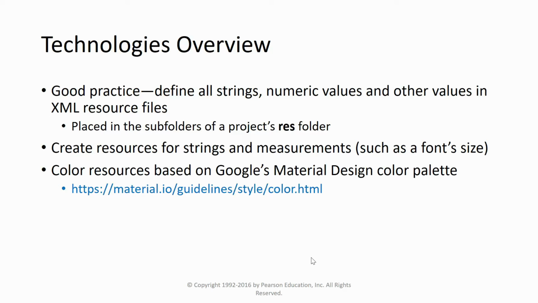It's good practice to define all strings in your app and numeric values and other values as XML resource files, which are placed in subfolders of the project's RES or resource folder. Create resources for strings and measurements such as font size, and color resources based on Google's Material Design color palette, found at material.io/guidelines/style/color.html. You can go to that website for more information on Google's Material Design.